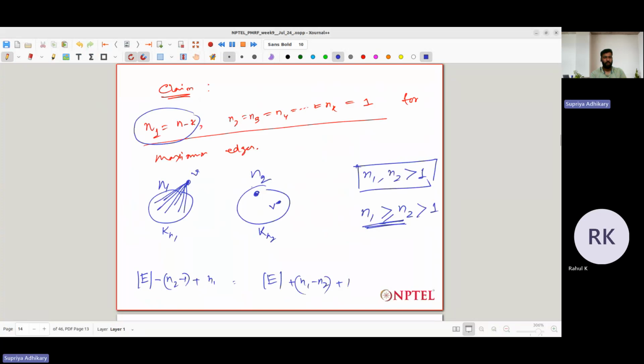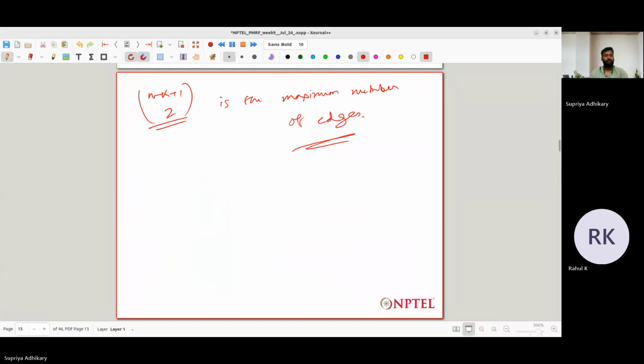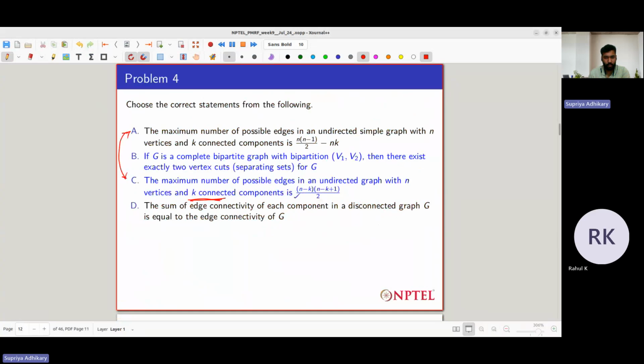Oh, sorry, this is not n minus k choose 2. Over here, these are k minus 1 many vertices that are 1. So this should be n minus k plus 1. So the total number of edges should be n minus k plus 1 choose 2. It's the maximum number of edges, and that is this term over here. So C is 2.